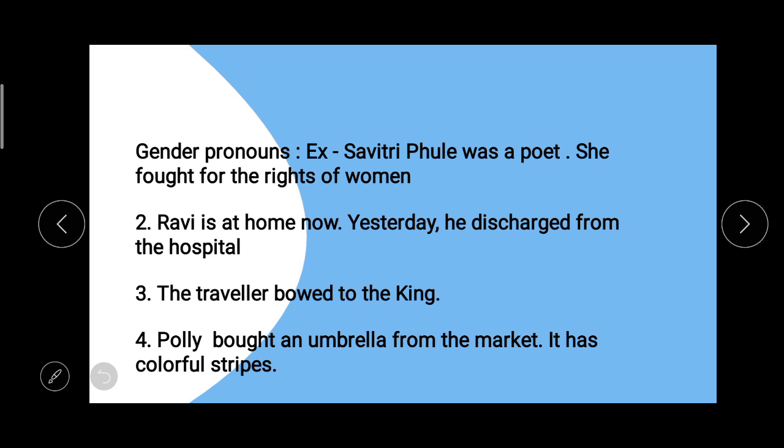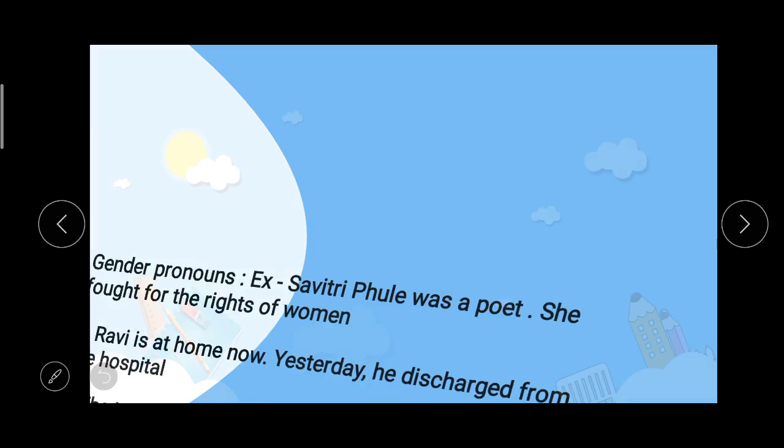So students, these 4 examples are signifying 4 categories of gender. They are masculine, feminine, neuter, and common. And the pronouns referring to these 4 genders are known as gender pronouns. Okay, let me show you the definition of gender pronouns.